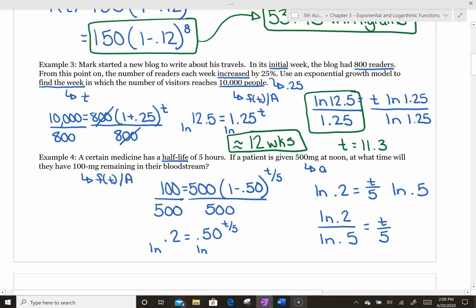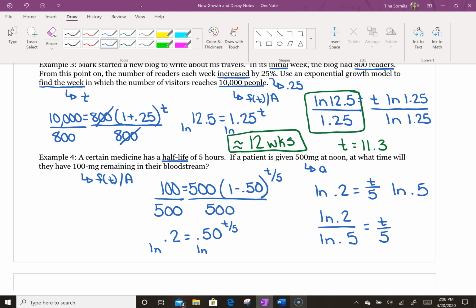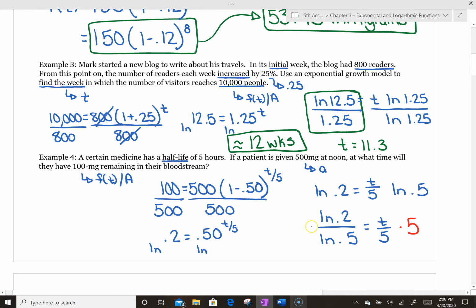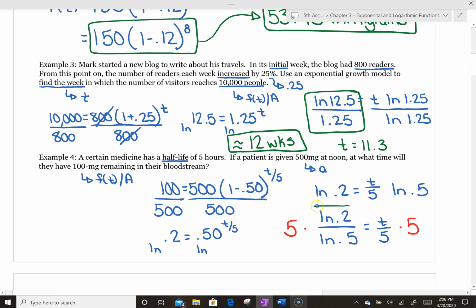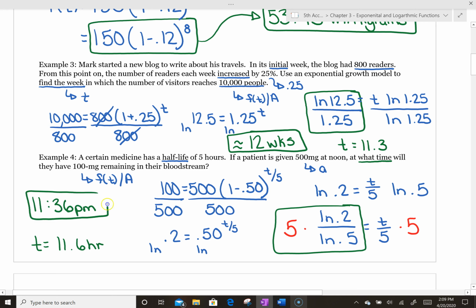And then basically, how do we get rid of that 5? So if we're dividing by 5, the opposite would be to multiply by 5. So that is what you would need to type in the calculator to tell me what t would be. And t would be approximately 11.6 hours. Okay, so it's actually asked us for what time. So if we're sitting at noon, we got 11 hours, and then 0.6 of 60 minutes would be 36. So we're looking at 11:36 p.m.